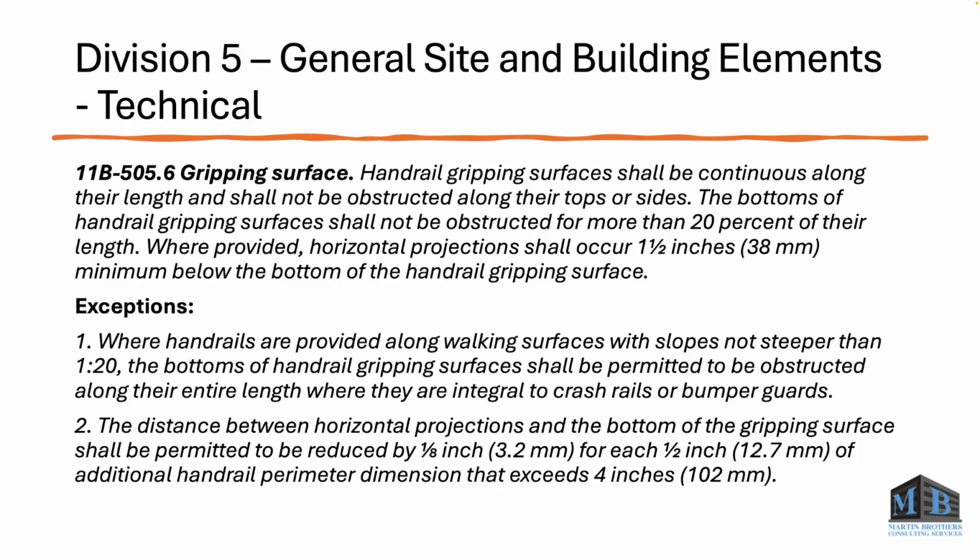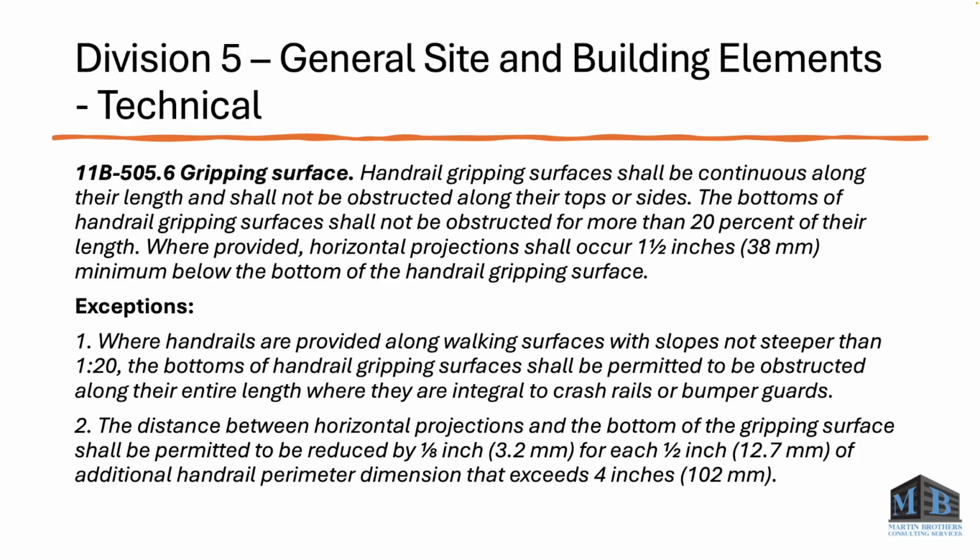There are some exceptions. Number 1, where handrails are provided along walking surfaces with slopes not steeper than 1 to 20, the bottoms of handrail gripping surfaces shall be permitted to be obstructed along their entire length where they are integral to crash rails or bumper guards. 1 to 20, I believe, is 5%. 1 to 20, yep, 5%.